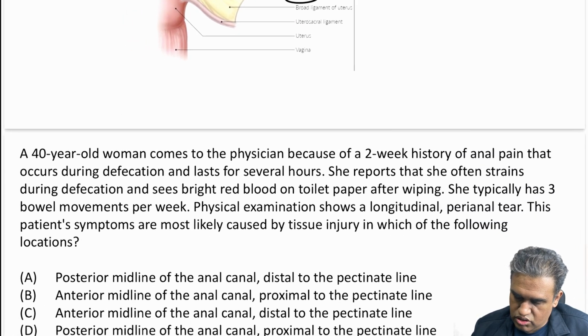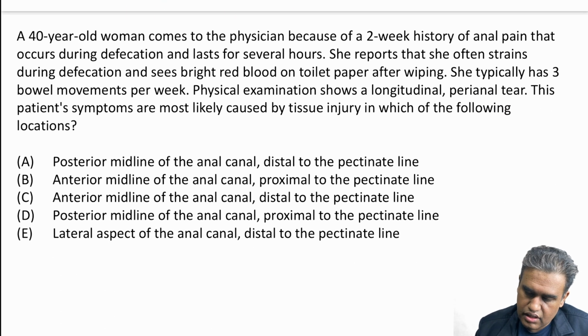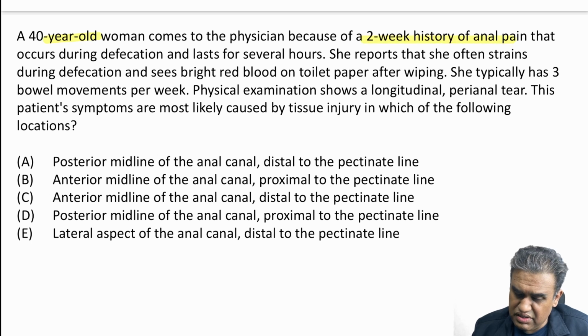Okay, let's see one more question over here. A 40-year-old lady comes to a physician with a 2-week history of anal pain that occurs during defecation and lasts for several hours. Some problem in the anal canal, what we can see from the first line. She reports that she often strains during defecation, so has a history of constipation, and sees bright red blood on toilet paper after wiping. So she is using toilet paper, she is having some constipation issue.